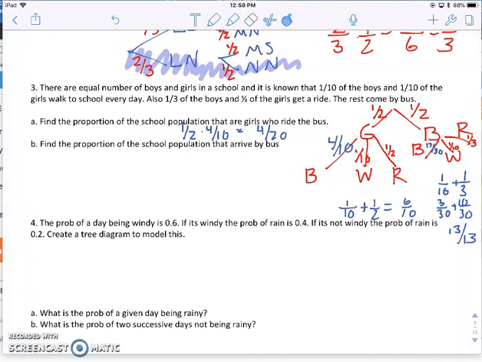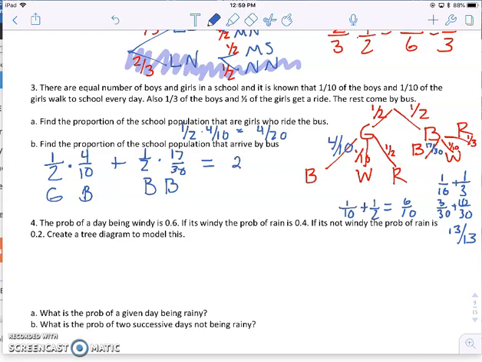Find the proportion of the school that arrives by bus. So that is our girls on the bus, plus we have to add our boys that ride the bus. So boys times 17/30. If we did this on a calculator, or we could find a common denominator, we'd find that this is 29/60.